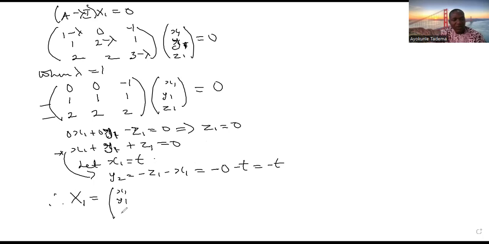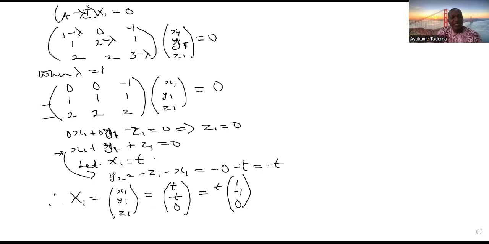Meaning that our eigenvector x1, which is x1, y1, z1, equals: x1 is t, y1 is minus t, and z1 is 0. From here, you can see that t is common. If t is common, we have 1, minus 1, 0. What you have inside this bracket is your eigenvector. The eigenvector corresponding to lambda 1 is 1, minus 1, 0.